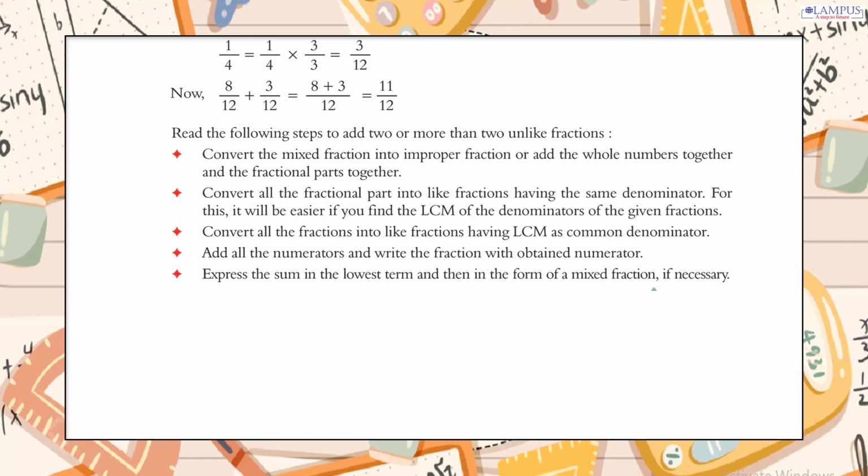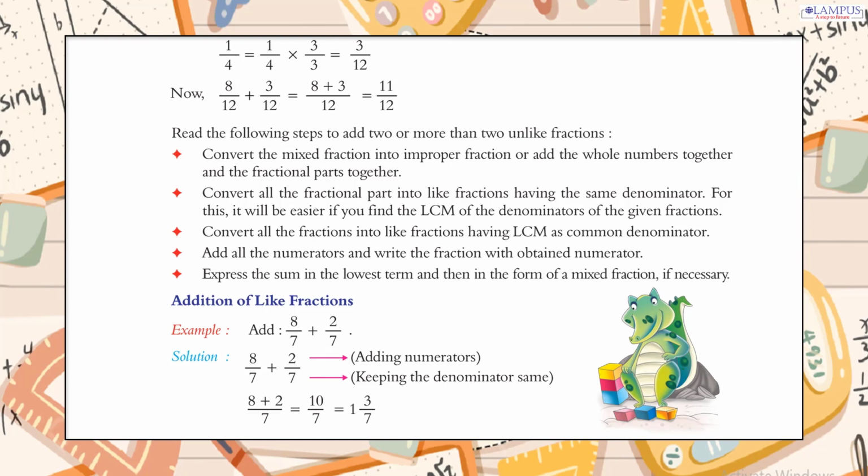Convert all the fractions into like fractions having LCM as common denominator. Add all the numerators and write the fraction with obtained numerator. Express the sum in the lowest term and then in the form of a mixed fraction, if necessary.